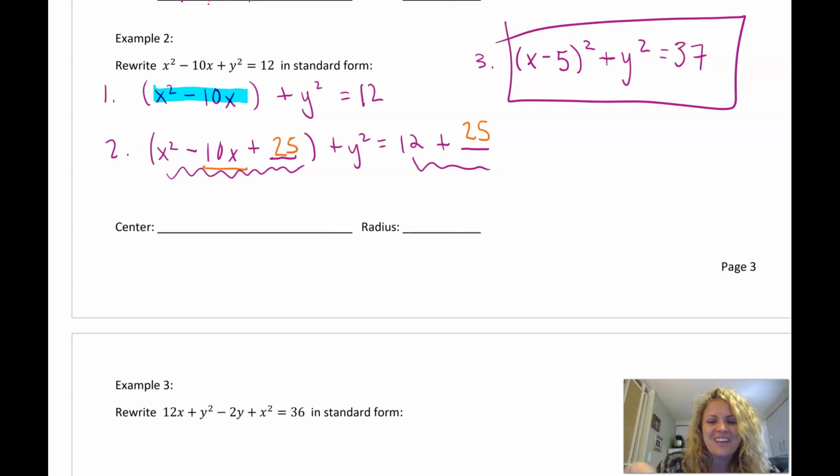All right, so our center is at positive 5, 0. And then the radius is the square root of 37. Again, we could approximate it as a decimal. It's 6 point something, but let's just leave it the square root of 37, make it easy.